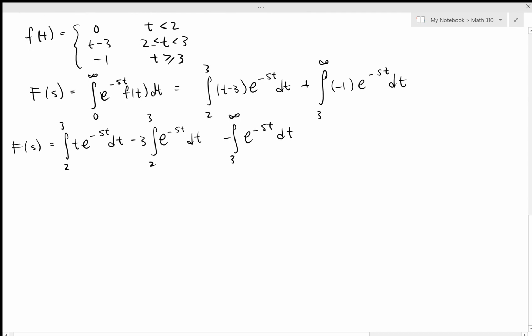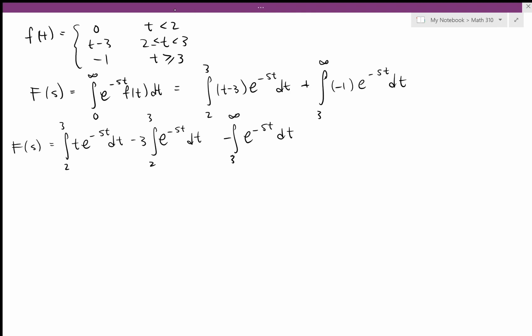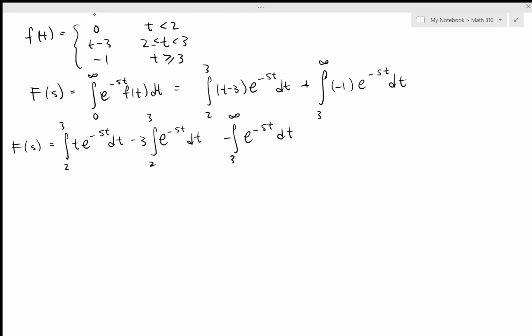Okay, the first of these three integrals, I'll maybe use a different color so you can see what I'm doing. I'm going to first evaluate the first of the three integrals by integration by parts. Let me do that separately, and then I can combine it back with the other two. So now I'm going to first take a look at the integral from 2 to 3 of t e to the minus st dt, and I'm going to do it by parts.